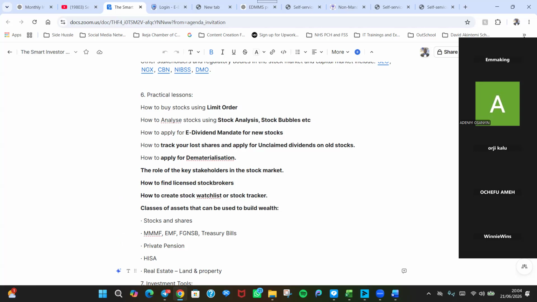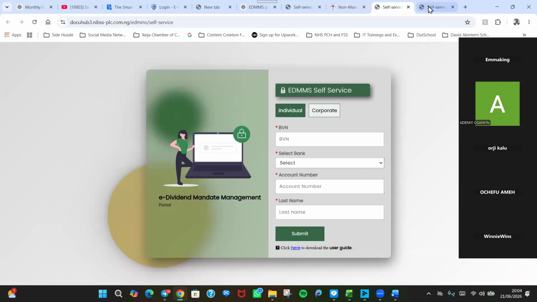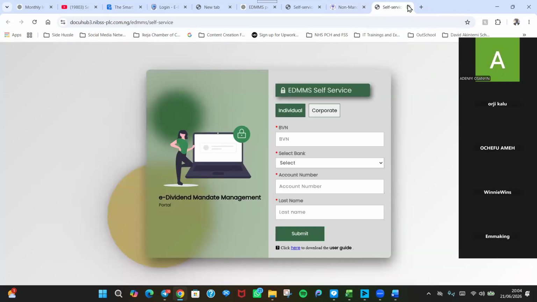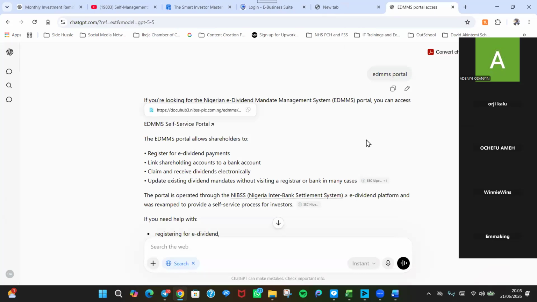So the next one is the role of the key stakeholders in the stock market. For those who have been on the Telegram platform for quite a while, can anyone tell me the 3 stakeholders in the stock market? Can anyone tell me the 3 stakeholders? Yes, sir. The 3 stakeholders are the brokers, the registrar, and the CSCS.